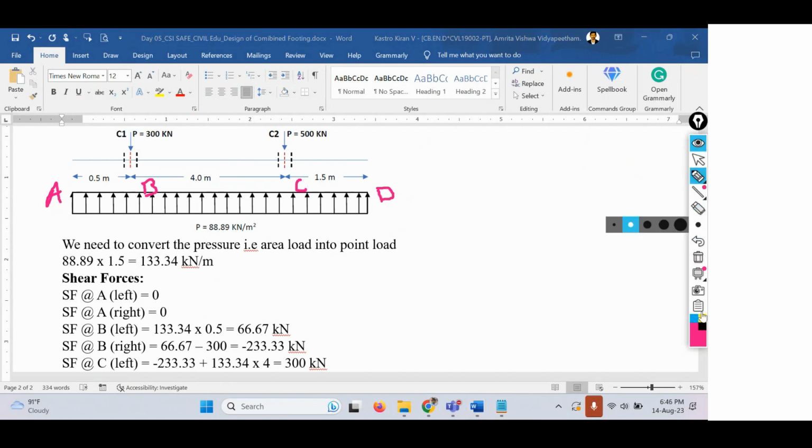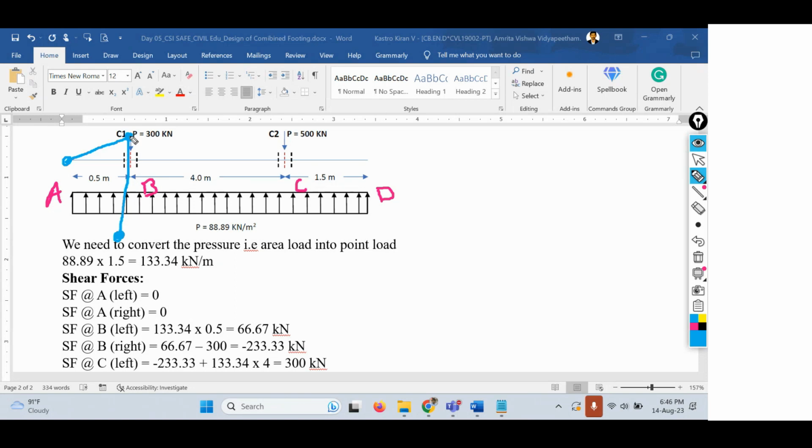So let me draw with blue color. So this is the point. Okay, it is 0 load, and the shear force at B is 66.67. Upward I'm considering as positive, and downward I'm considering as negative. So 66.67 is positive up to point B. Suppose let's say this is 66.67. Then the shear force at B along the right side is 233.33 in the negative direction. So you should come down, and somewhere here it will be 233.33.